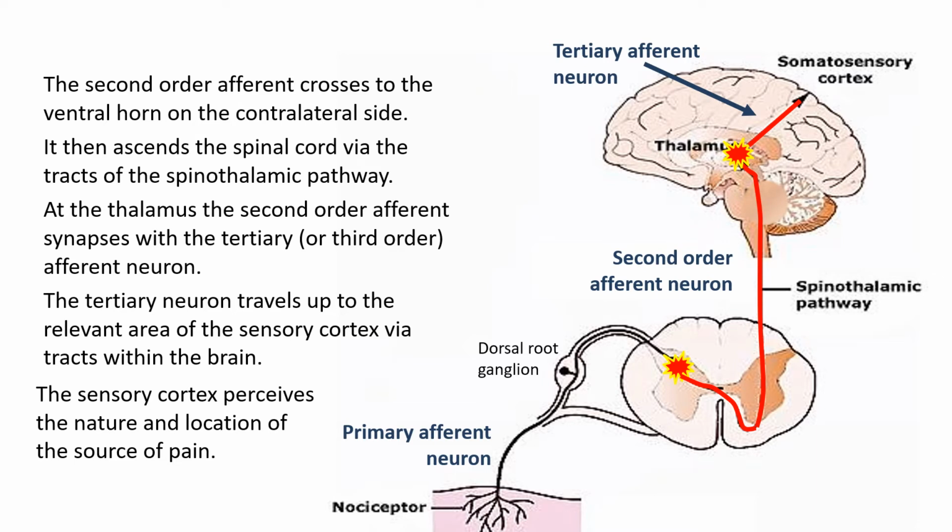The sensory cortex then perceives the nature of the pain, and that sometimes will depend upon the type of fibre. We'll get onto that quite a bit later. But it can also perceive the location of the source of pain. You know, oh, my foot hurts. Oh, look, I've already lifted my leg away from it, but it still hurts.